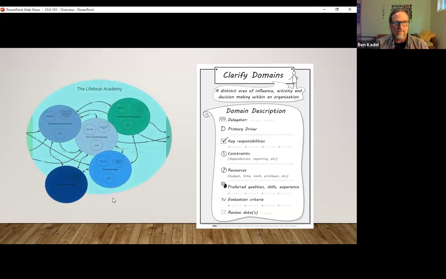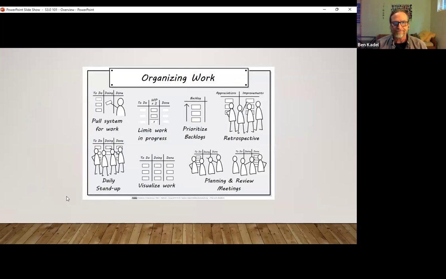And this is our org chart for the Lifeboat Academy, and you can see that we've identified areas where some things have more or less overlap and interconnections between them.